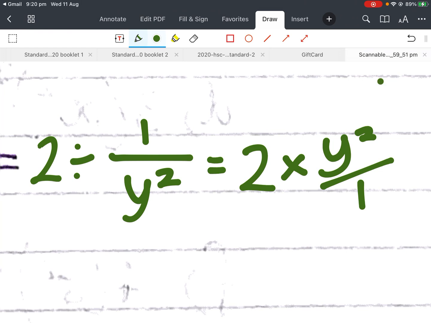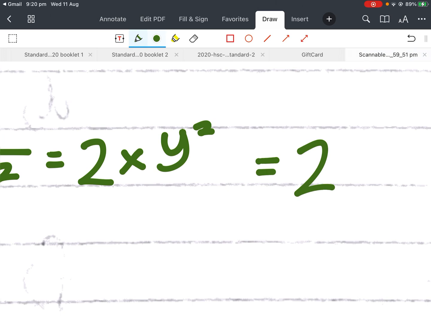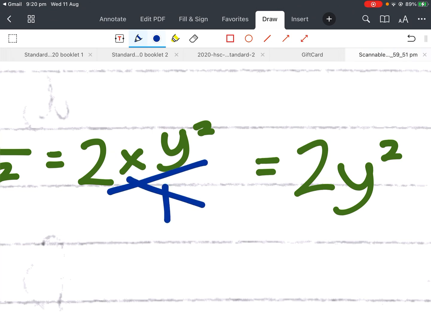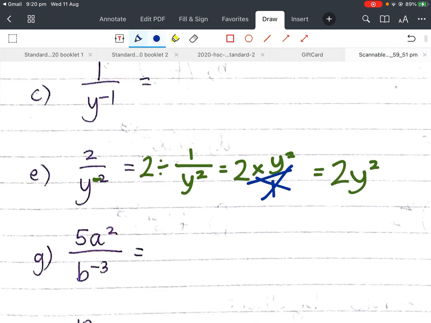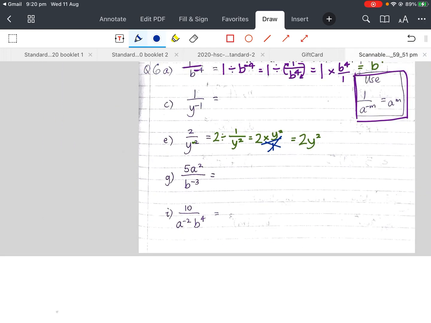Now remember, anything over 1 means you don't actually need to write the 1. Do you remember that? Okay, so now all I have to do is pretty much just squash those two together. 2 times y squared is just 2y squared. I'll do that in a different colour so you don't actually need to write that. Alright, now I'll give you a go at G. Pause the video and you can have a go at that one on your own.